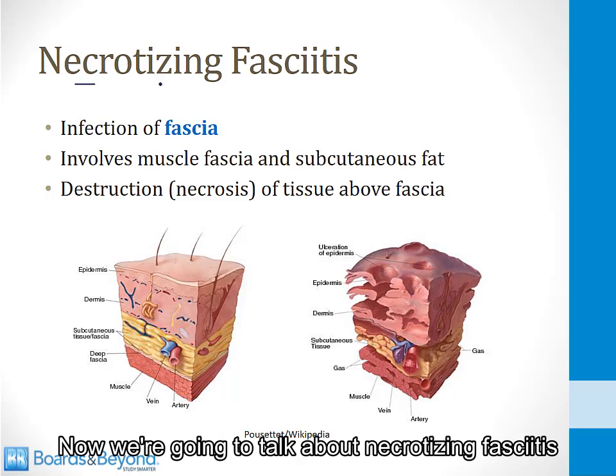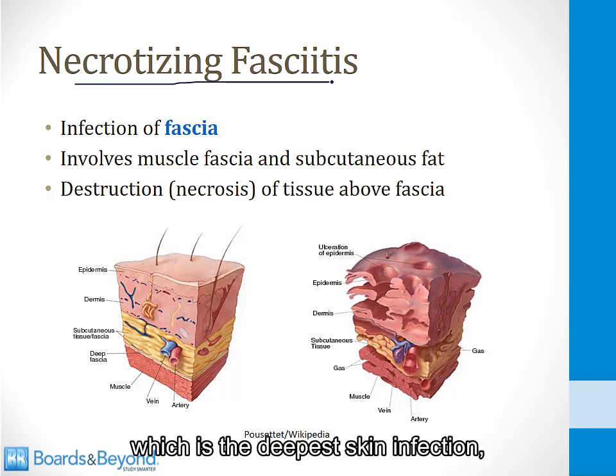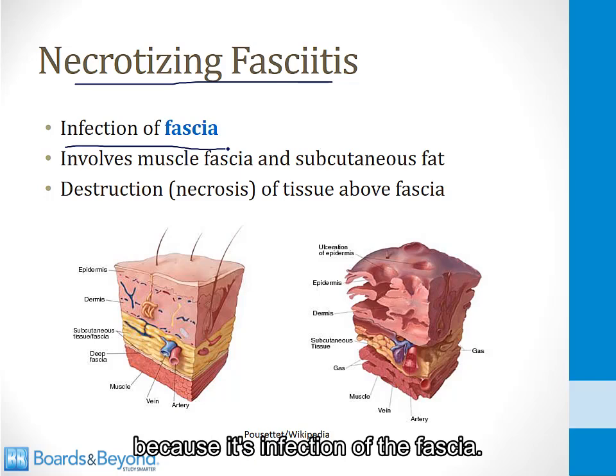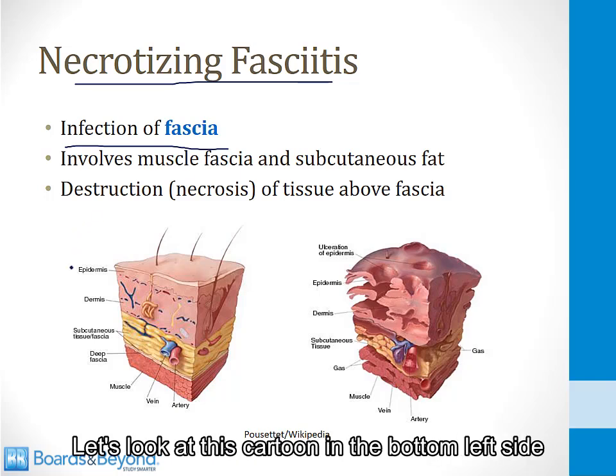Now we're going to talk about necrotizing fasciitis, which is the deepest skin infection. It's also the most dangerous. Necrotizing fasciitis gets its name because it's infection of the fascia. Let's look at this cartoon on the bottom left side of the screen here.